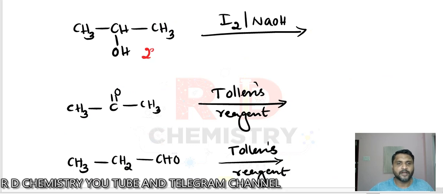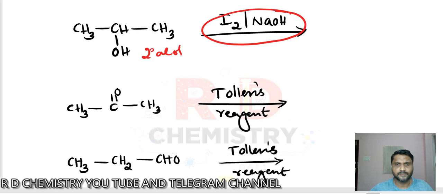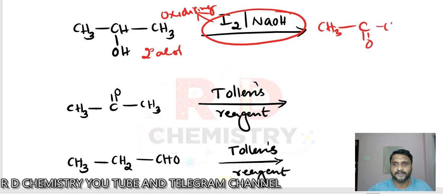Again you have a secondary alcohol, with iodine and sodium hydroxide. Okay, now what will happen? Iodine and sodium hydroxide is also an oxidizing agent. What will happen now? First, it will oxidize the secondary alcohol to the ketone, CH3COCH3.